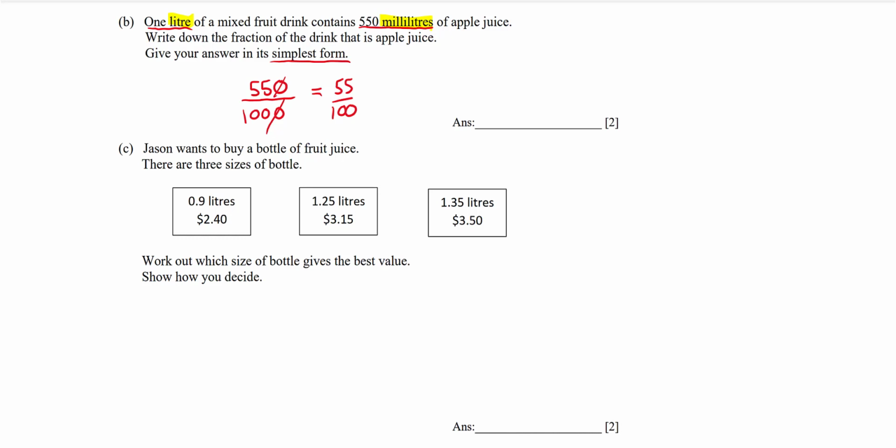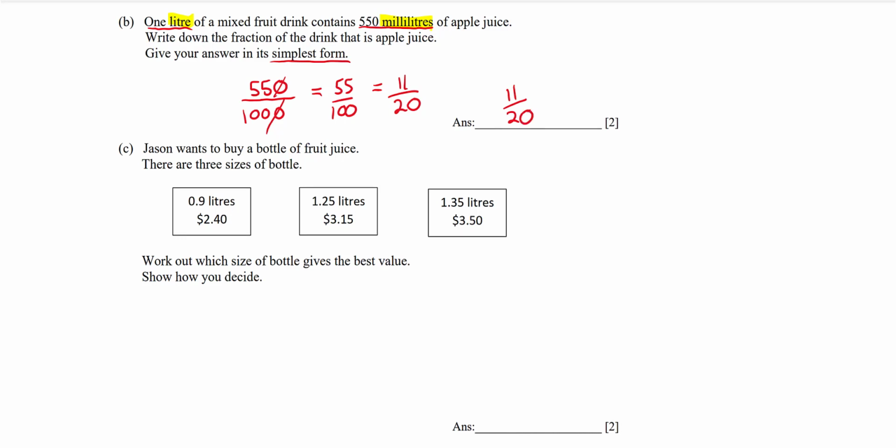And now we just need to find a common factor between 55 and 100, or 5 will divide into both of them. So dividing the numerator and denominator by 5, we're going to get 55 divided by 5 is 11, and 100 divided by 5 is 20, and we can't simplify this anymore. Okay, so our answer then is 11 over 20.